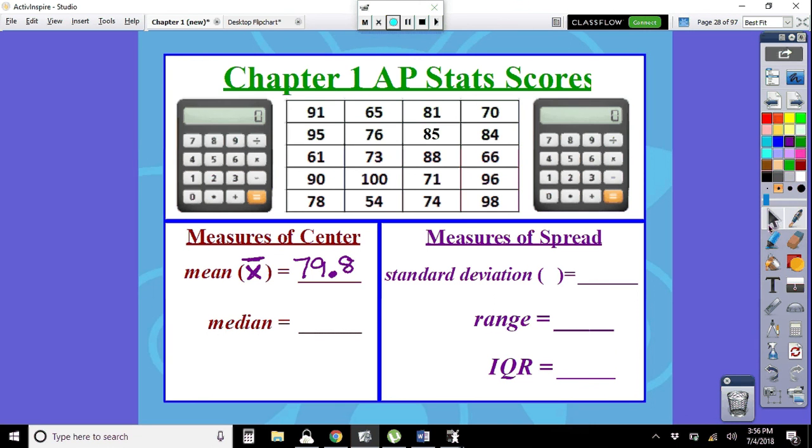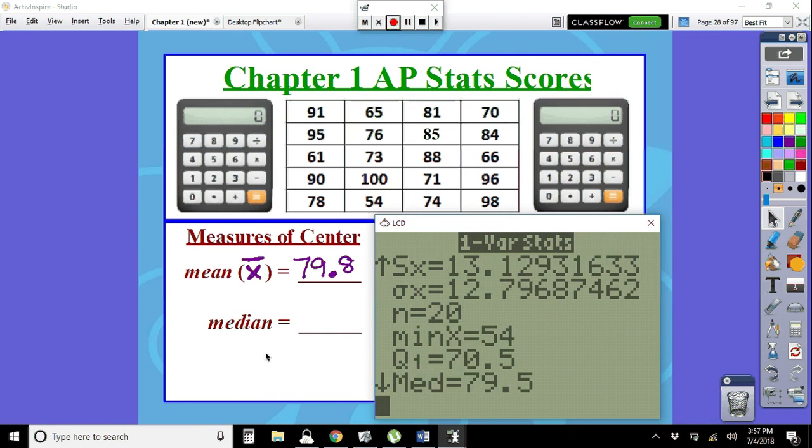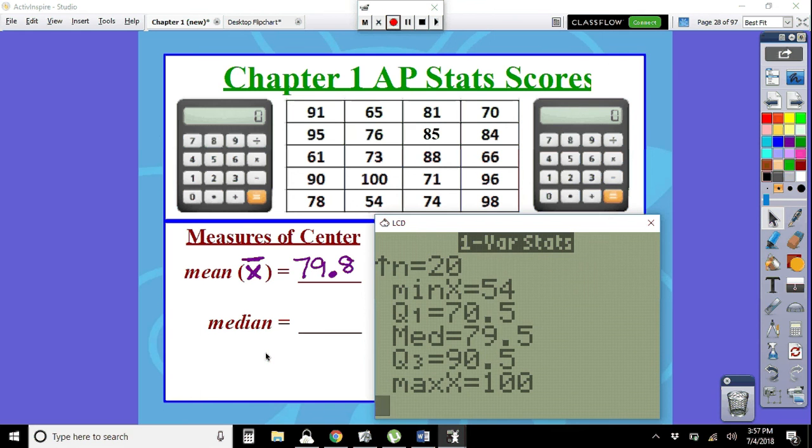Now, the median. Is there not a fancy little symbol here for median? No, not really. And if you notice the rest of this, there's nothing in there that would really make me think, oh, the median's somewhere in here. So what I want you to do, if you notice this little down arrow right here, if you press the down arrow pad on your calculator, it'll show you some more information. And MED is the median, and it's 79.5.